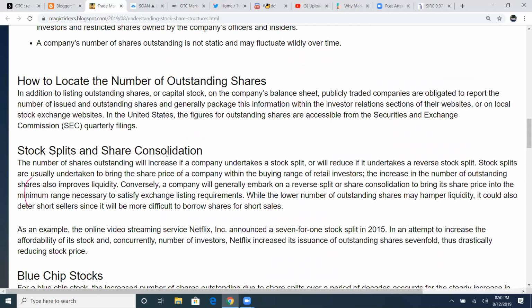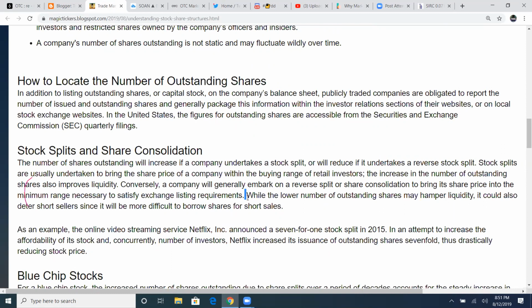Doesn't look like it's updated here on the OTC markets. Stock splits and share consolidation. The number of shares outstanding will increase if a company undertakes a stock split, or will reduce if it's undertaking a reverse stock split. Stock splits are usually undertaken to bring the share price of a company within the buying range of retail investors. The increase in the number of outstanding shares also improves liquidity. Conversely, a company will generally embark on a reverse split or share consolidation to bring its share price into the minimum range necessary to satisfy exchange listing requirements.